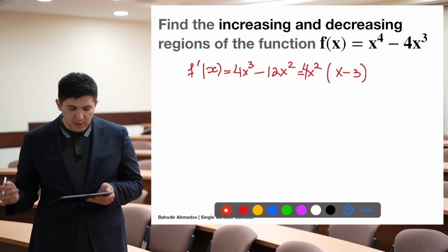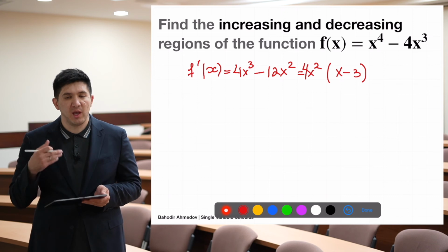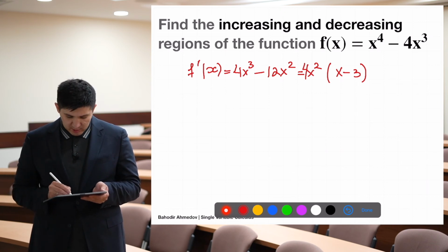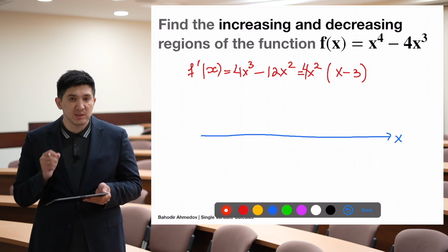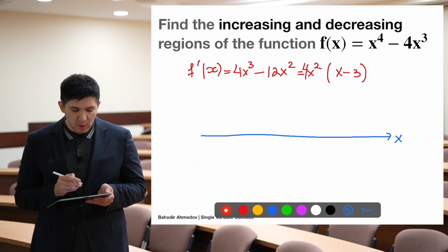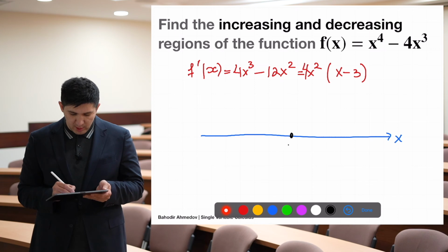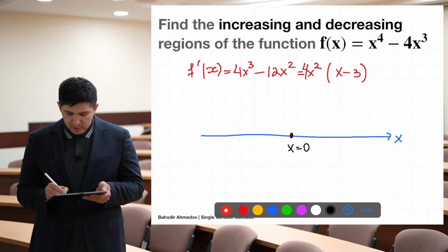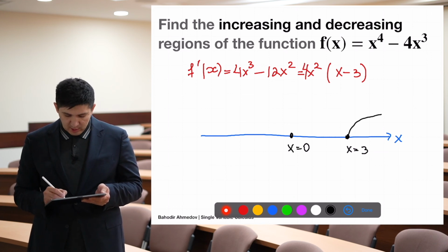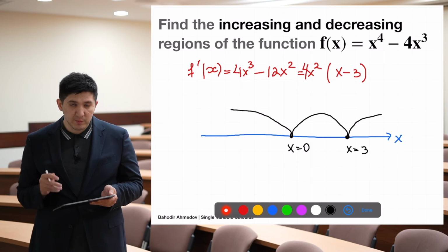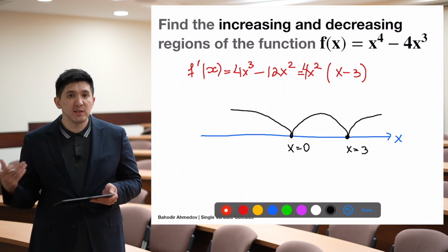Okay, so I factorize this, and what I have to do is find the signs of the function f prime of x. So what does it mean? I need to draw the number line x. First of all, I need to put the zeros of this function, right? So f prime of x becomes 0 at the point x equals 0 and at the point x equals 3. So I need to split this into 3 intervals, because in these 3 intervals, the sign of f prime of x might change. And I need to identify the signs.